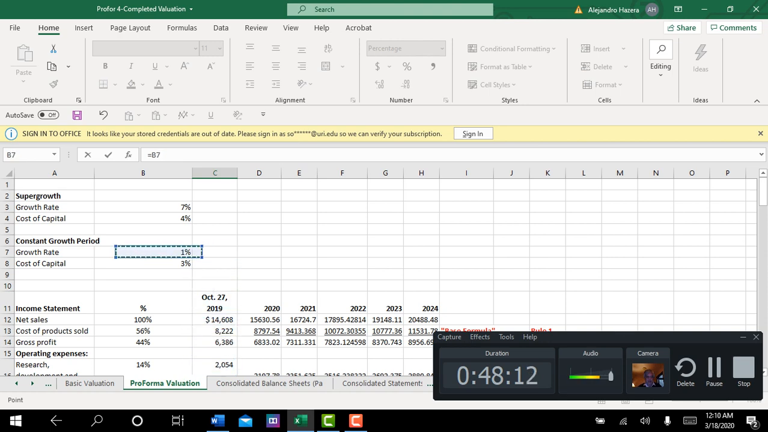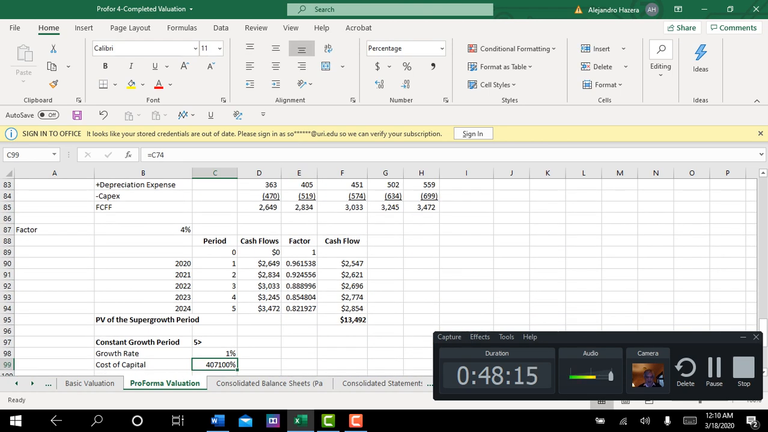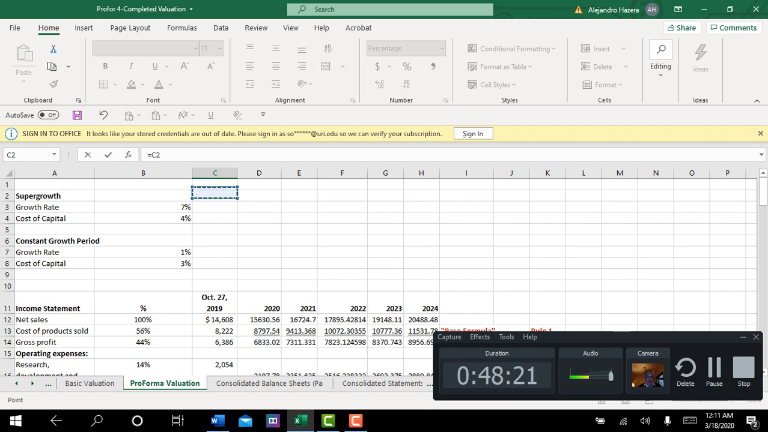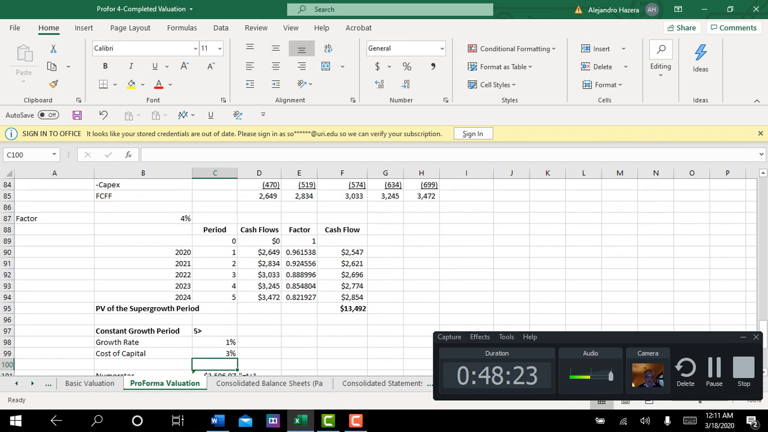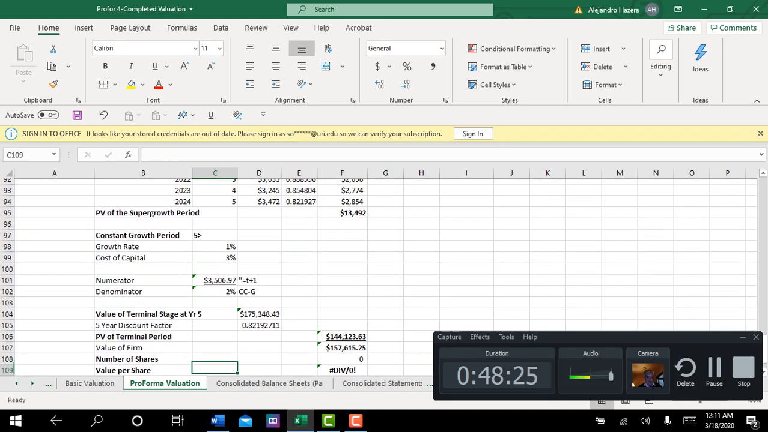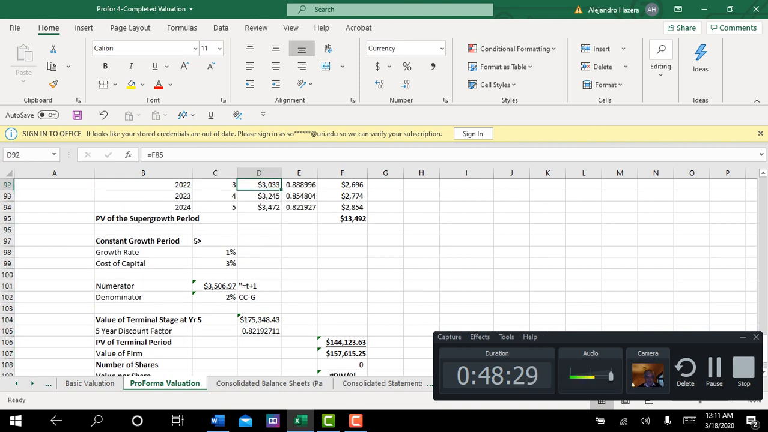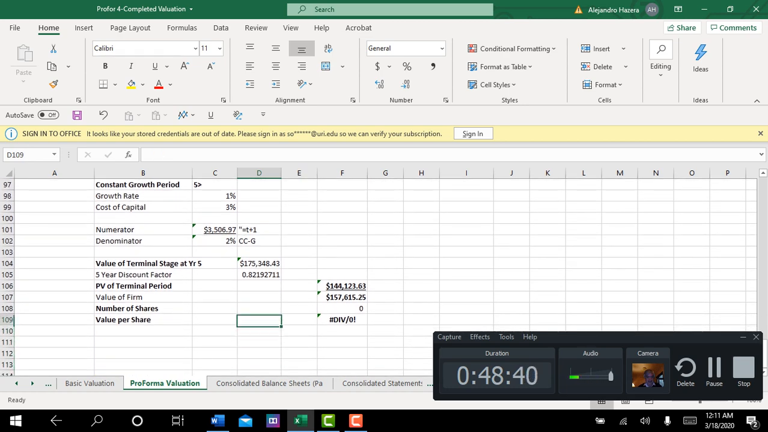Our growth rate for the constant growth period is 1%, and our cost of capital for the terminal period is equal to 3%. Okay, that gives you those numbers right there. Our 5-year discount factor, we've got to make sure that that's equal to the 5-year factor here, and it is because I copied it over. Okay, and here we're almost finished.